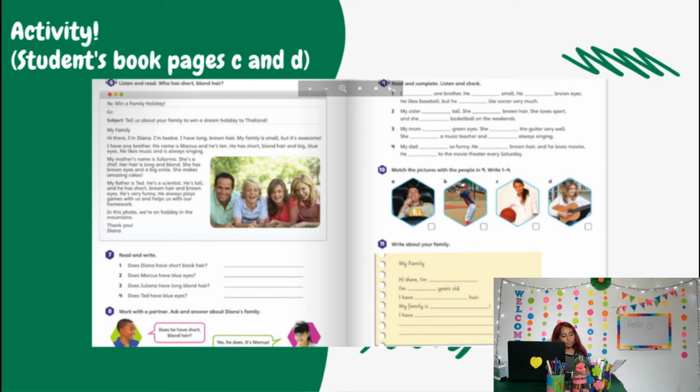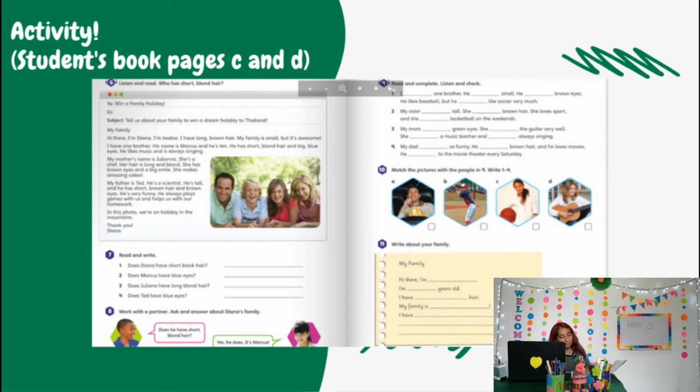He likes music and is always singing. My mother's name is Juliana. She's a chef. Her hair is long and blonde. She has brown eyes and a big smile. She makes amazing cakes. My father is Ted.